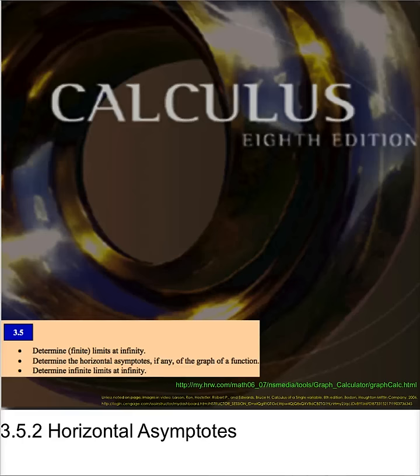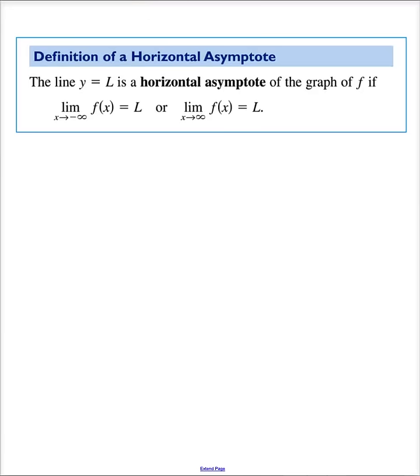Now let's look at horizontal asymptotes. You've done these in pre-calculus, but now we're going to use a more rigorous calculus definition. The line y equals L is a horizontal asymptote of a graph if the limit as x approaches positive or negative infinity is equal to L. The key here when I ask for an asymptote is you need to give me the line y equals L.